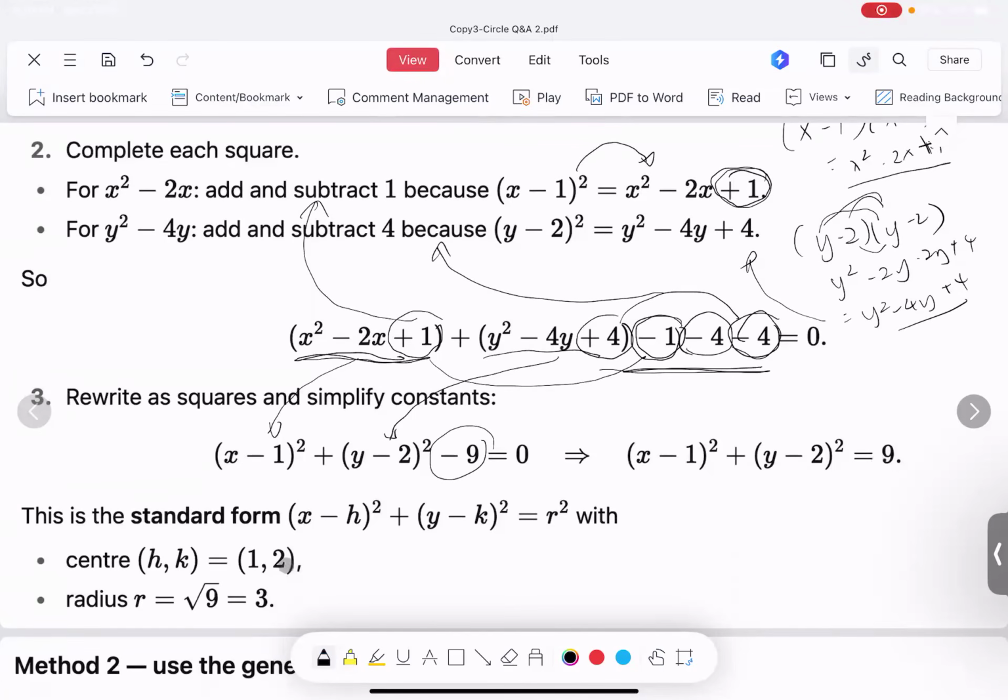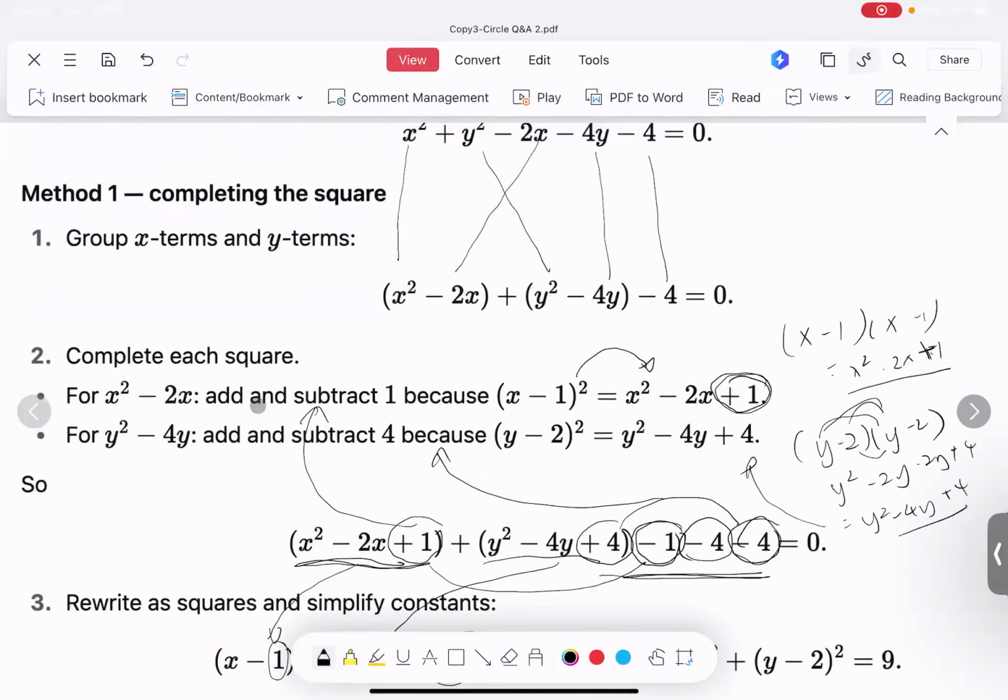So you write it like this. For this condition, the center has h equal to 1, and then k is 2. The radius is using this one: square root of 9 is equal to 3. So this is using method 1, the completing the square method.